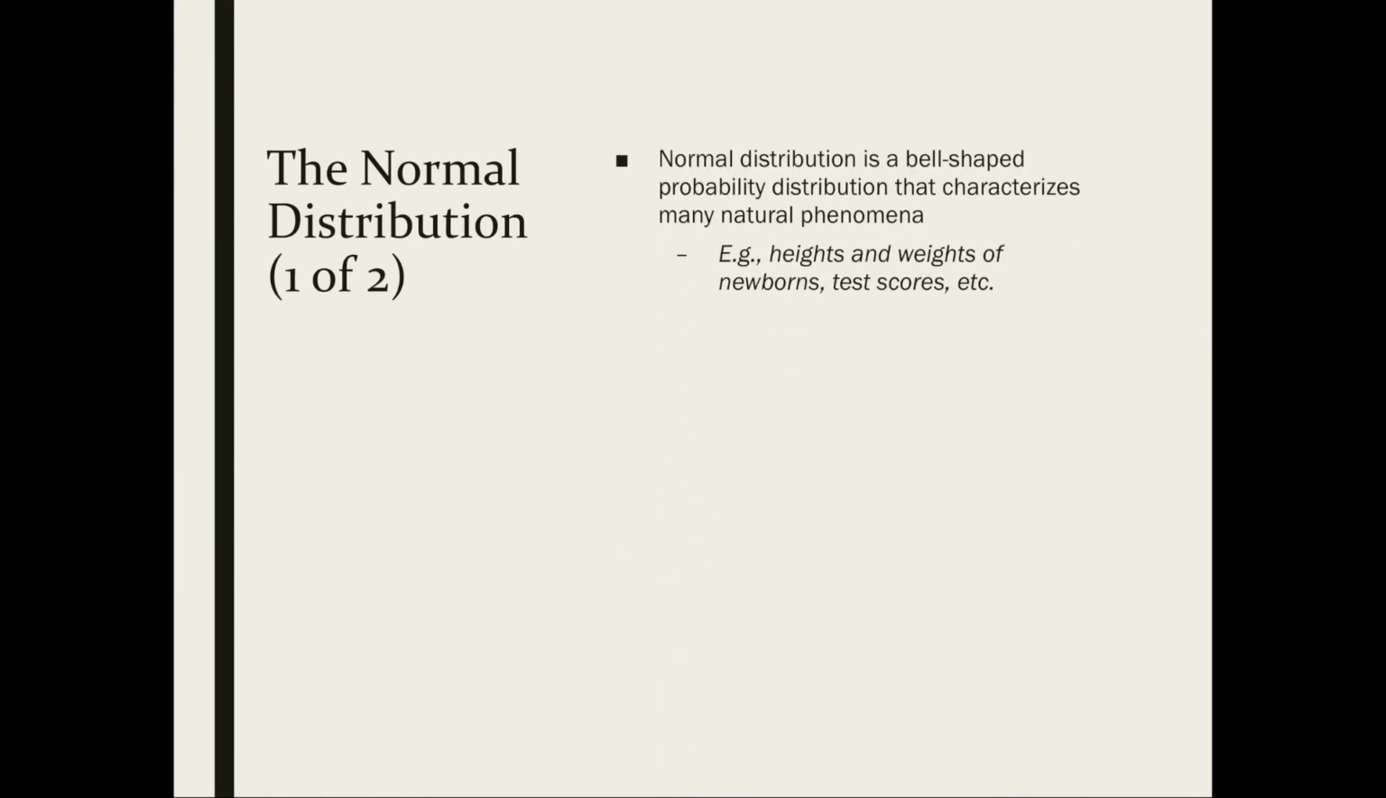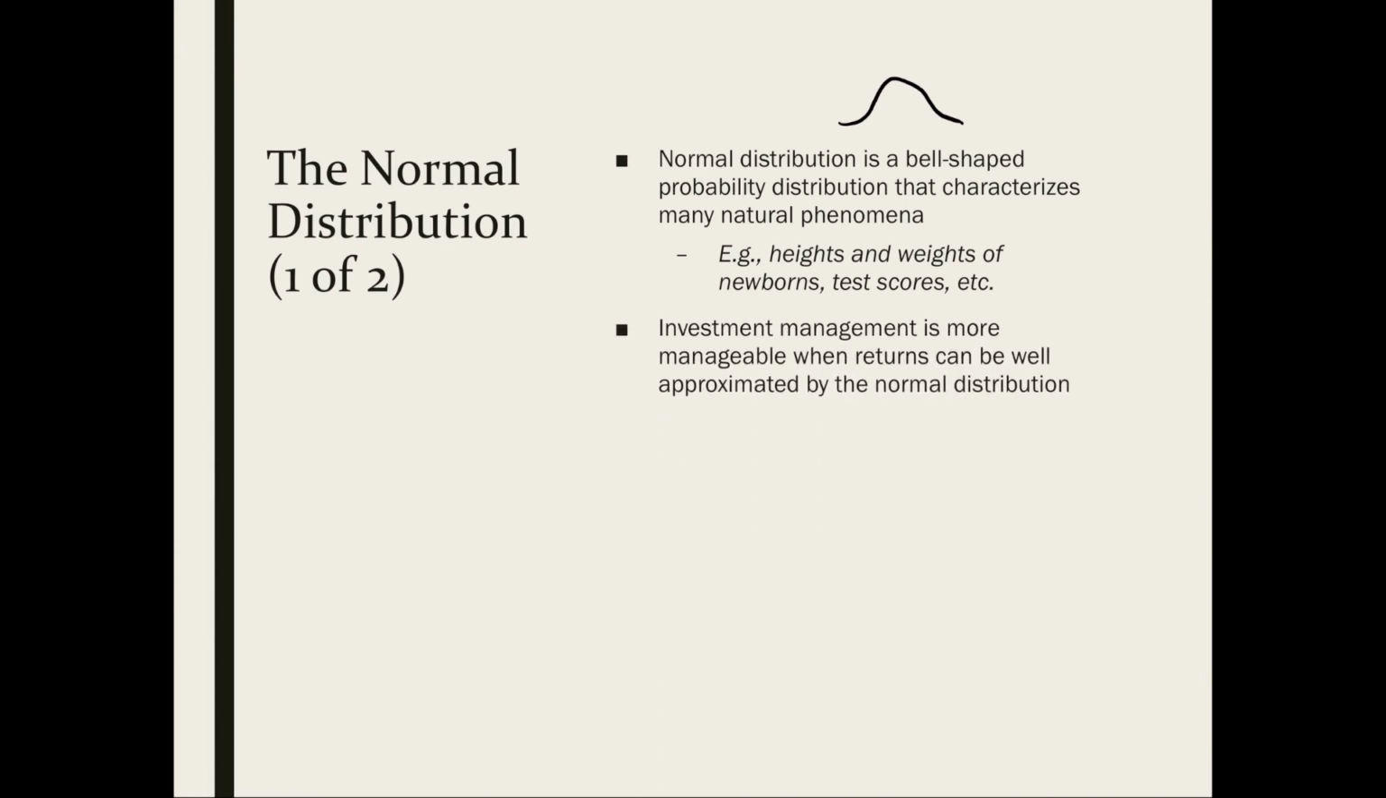Moving on to normal distribution. What is normal distribution? Normal distribution is bell-shaped. That's not the greatest bell, but you can catch the drift. I have an example on the next slide. It is a bell-shaped probability distribution that characterizes many natural phenomena. So heights and weights of newborns and test scores are different things that are considered normally distributed. And investment management is more manageable when returns can be well approximated by the normal distribution.